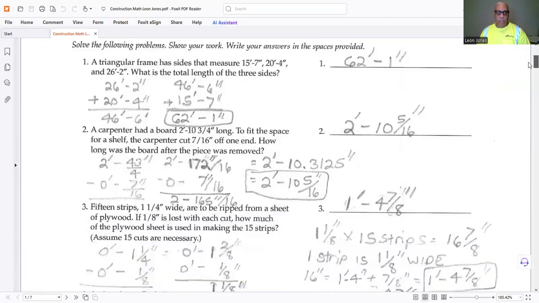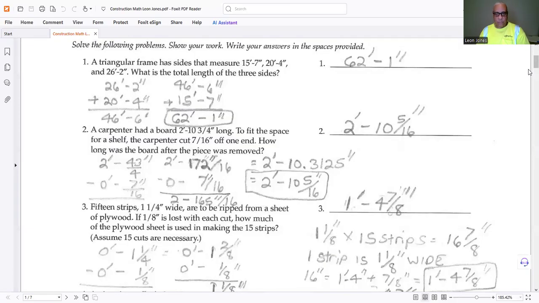Next problem. A carpenter has a board of 2 feet, 10 3/4 inches. To fit the space for a shelf, the carpenter cut 7/16 of an inch off one end. How long was the board after the piece was removed?